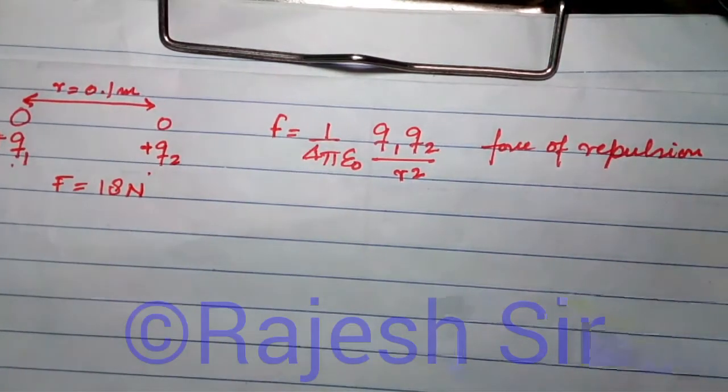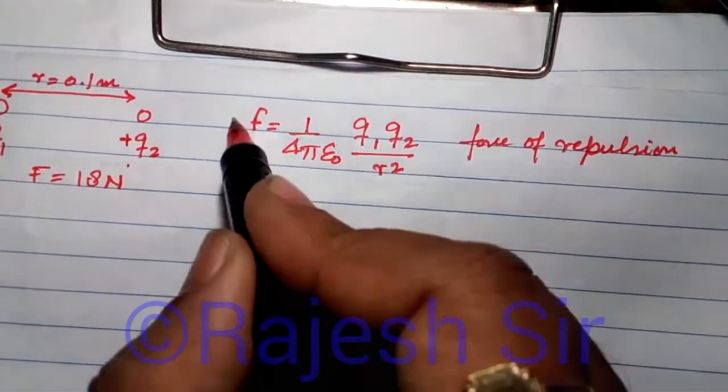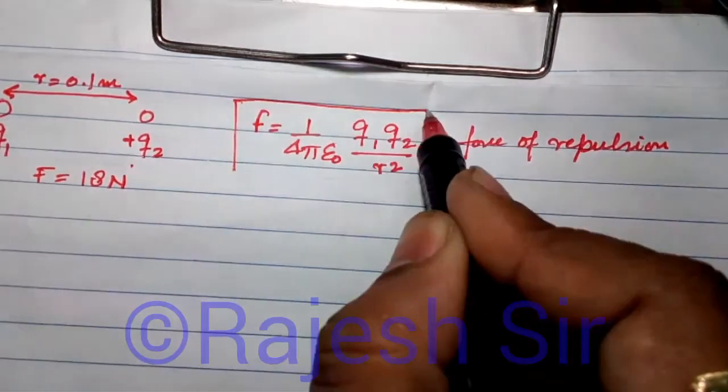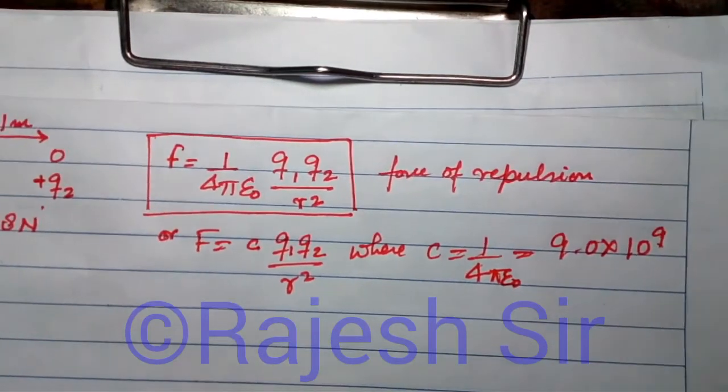Now we all know from Coulomb's law the magnitude of the force can be given by the formula F is equal to 1 upon 4 pi epsilon naught Q1 Q2 by R square, or you can also write it as F is equal to C Q1 Q2 by R square, where C happens to be 1 upon 4 pi epsilon naught, and this value comes out to be 9.0 into 10 to the power of 9 in SI system of units.